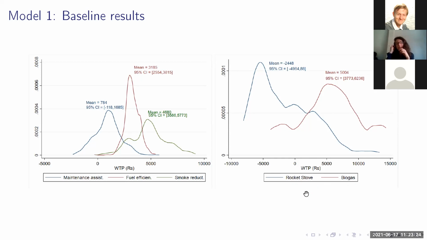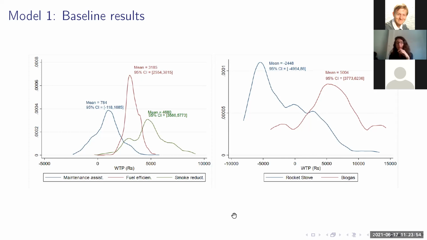On the right, we see the willingness to pay for biogas and for the rocket stove. And we can see that biogas does attract a lot of interest. So even after controlling for all the attributes, households are still willing to pay a premium for a biogas stove. On the contrary, for the rocket stove, the willingness to pay is negative, meaning that if they had to choose between a rocket stove and a chula with the same attributes, they would always prefer chula, or most people would prefer chula.